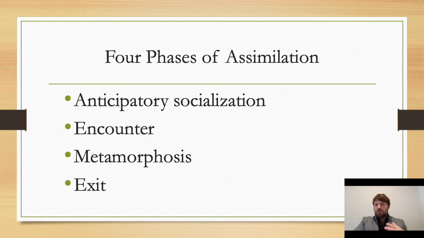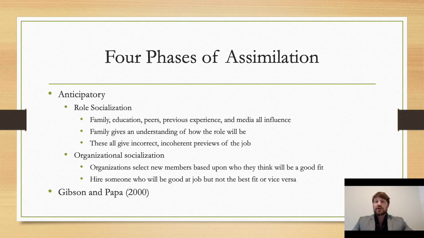There are 4 phases of assimilation that Jablin talks about. The first one here, anticipatory. Second one here, encounter. Third one, metamorphosis, and the next one is exit. But again, this is a process of becoming adapted to that organization. So first, let's go ahead and talk about anticipatory assimilation.